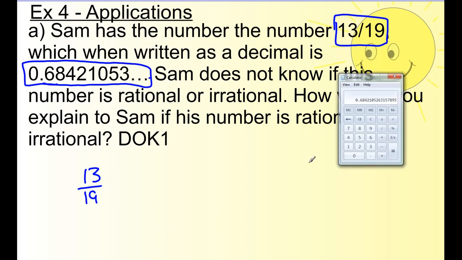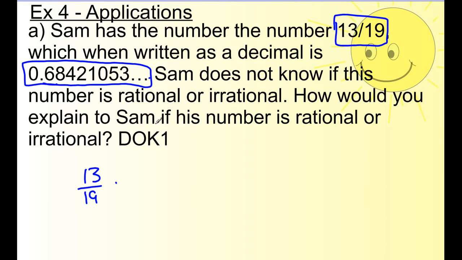All that we know is the division of this. If you divide using the calculator, all we know is that the calculator doesn't know where it stops, or the calculator runs out of space. It might stop one number past what the calculator shows, but it does stop somewhere, or it does have a repeating pattern somewhere. That we can tell you for sure because it is a fraction. So I would say, how would you explain to Sam if this number is rational or irrational? The number is rational because it can be written as a fraction.